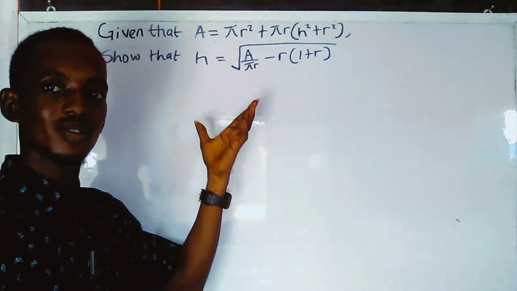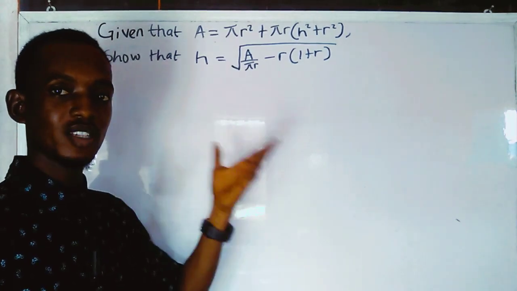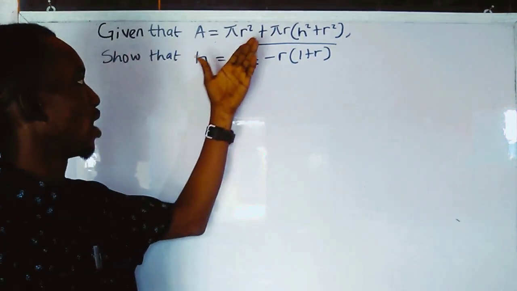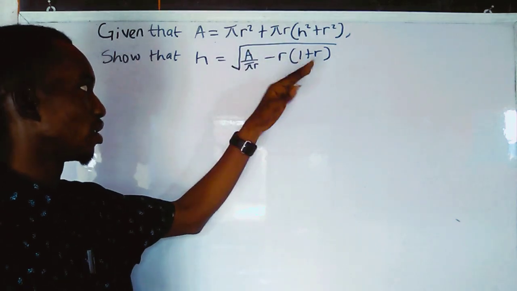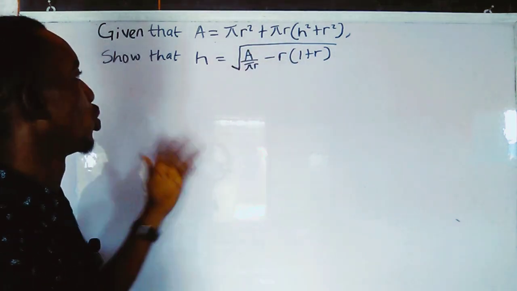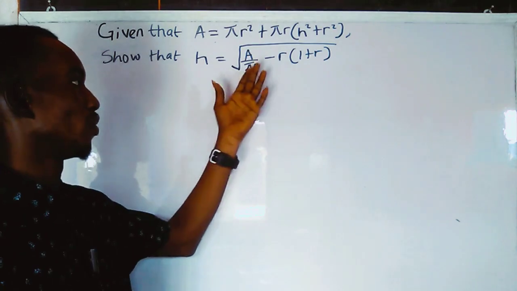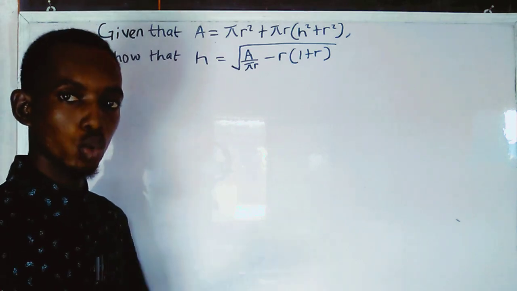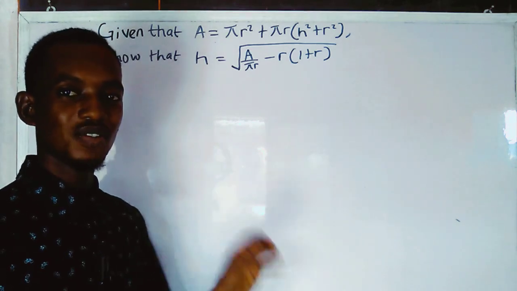Can you solve this question? It looks complex, but it is actually very, very simple. Now it says that given that A equals pi r squared plus pi r into bracket a squared plus r squared, we should show that h equals square root of a over pi r plus minus r into bracket 1 plus r. Oof, like a lot of work, but it's actually very simple.